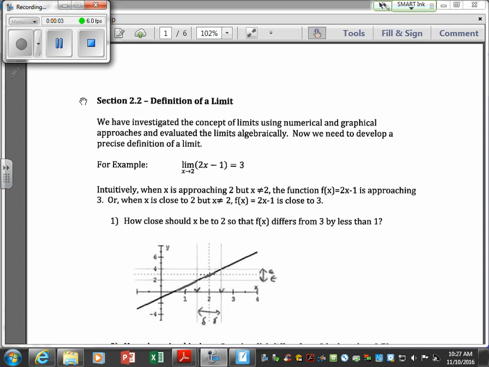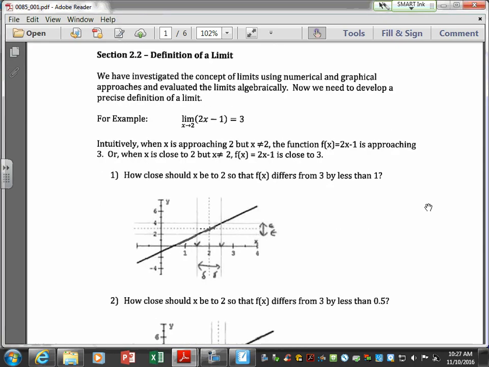Alright, so after investigating the concept of numerical and graphical approaches to a limit, we're going to now develop a precise definition of the limit. So for example, when we worked in the previous lesson, we had the limit of the function 2x minus 1 as x approaches 2, the limit was 3. Okay, so we say x is approaching 2, but not equal to 2. So consider the open circle at that position. Then the function is approaching 3. Or another way to say that is when x is close to 2 but not equal to 2, then the function is close to 3.